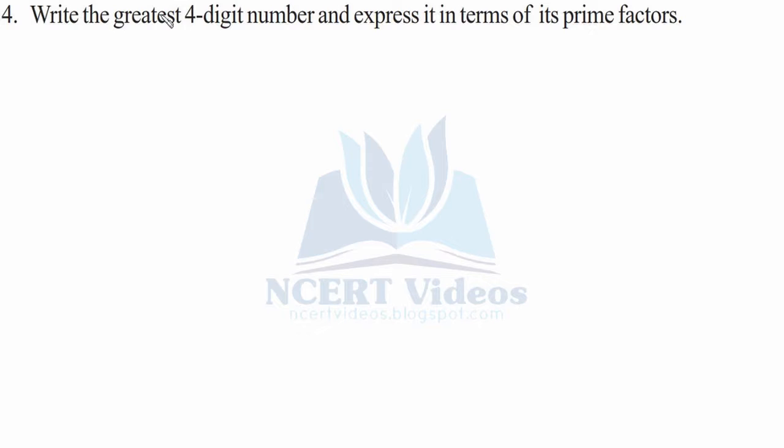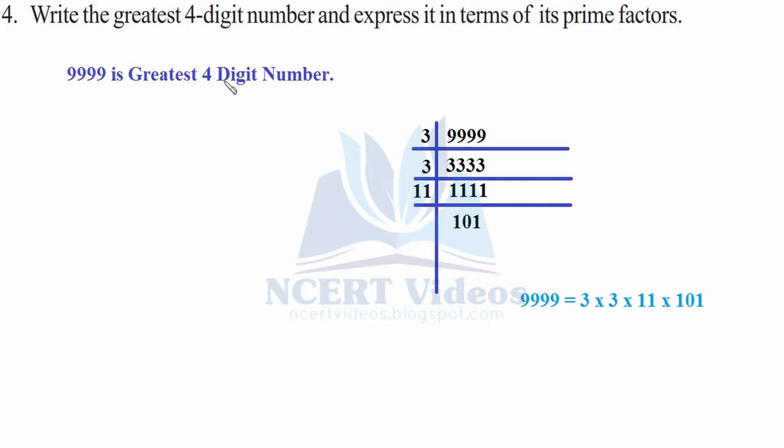Fourth, write the greatest 4-digit number and express it in terms of prime factors. So greatest is obviously 9999, and when we prime factorize it, first 3 into 3333, then 1111, then it is divided by 11 by 101 times, and here we represent it.